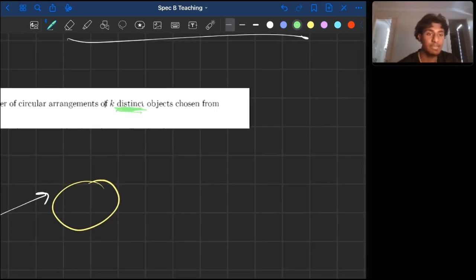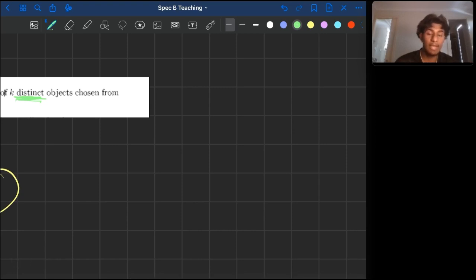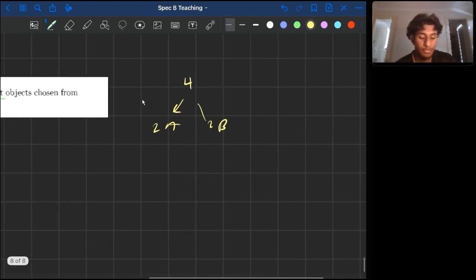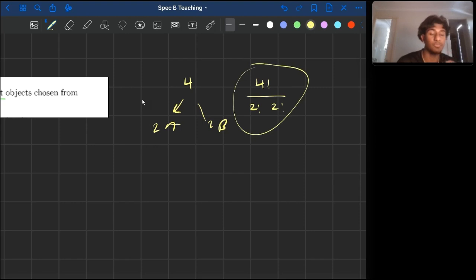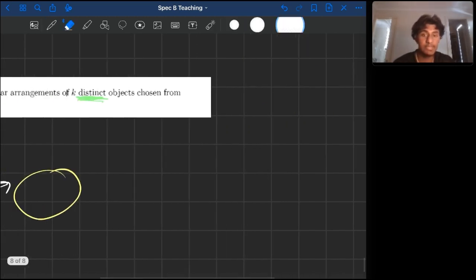In a later video, I'll be explaining how to deal with indistinct objects in a circular arrangement. As a side note, usually in a line, we remove the overcounting for identical objects like this: if we have 4 objects with 2 A's and 2 B's, where the A's are identical and the B's are identical, we go 4 factorial for the 4 objects, divided by 2 factorial for the repeating A's and 2 factorial for the repeating B's. The thing is, this rule does not work when it comes to a circle. Even if we fix one person and treat the rest like a line, we still can't use this. In a later video, I will explain why. For now, we're just dealing with distinct objects, which makes our life much easier.